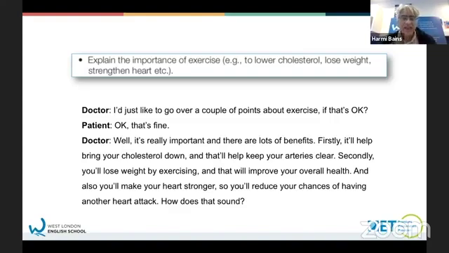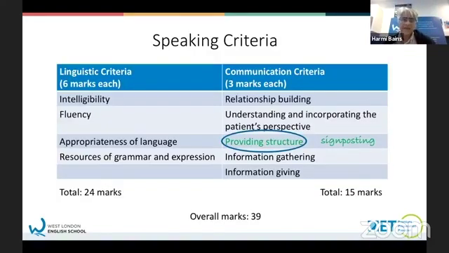Okay, I hope you can hear the difference between the two consultations. This time, the nurse or the doctor started off, I'd just like to go over a couple of points about exercise. What they're doing here is they're signposting. They're telling the patient in advance what's coming next. And this is a really nice thing to do. Remember in the criteria, it says here providing structure. Providing structure is signposting and sequencing.